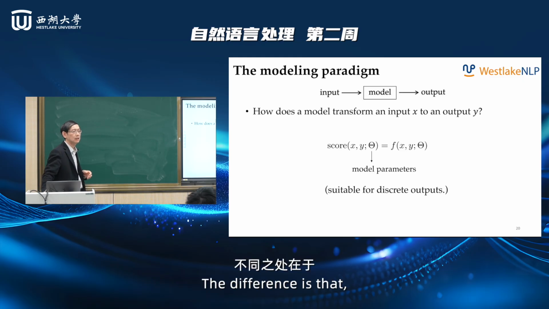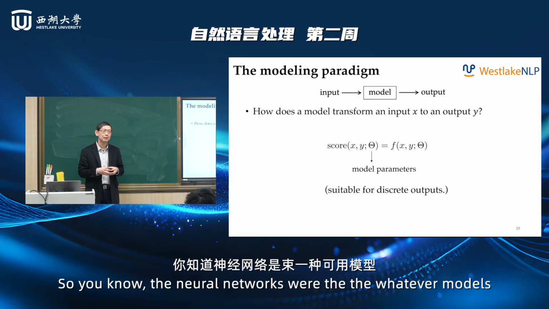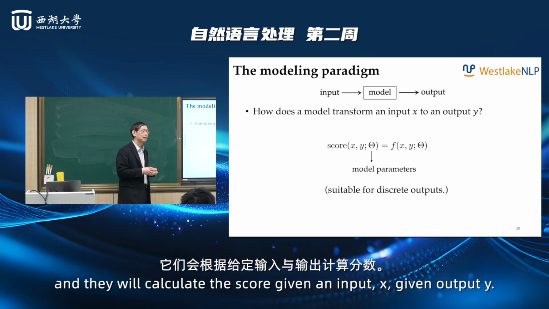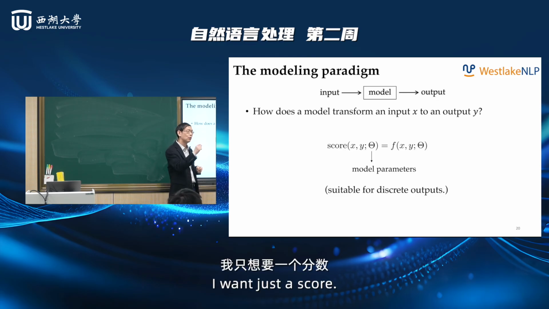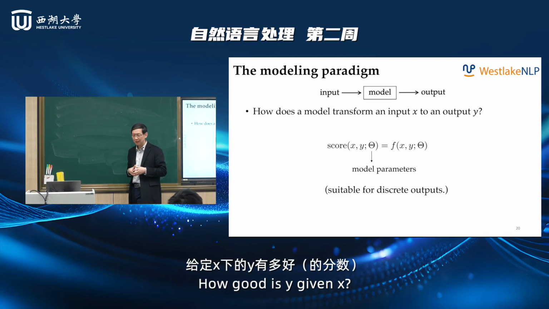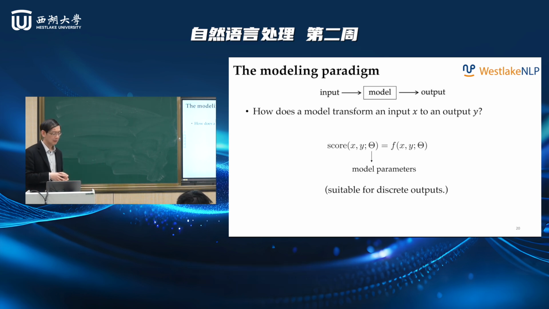So the difference is that we could build a model to score all different kinds of outputs. You know, the neural networks or whatever models, and they will calculate the score given an input X, given an output Y. I will just score how good is Y, given X.